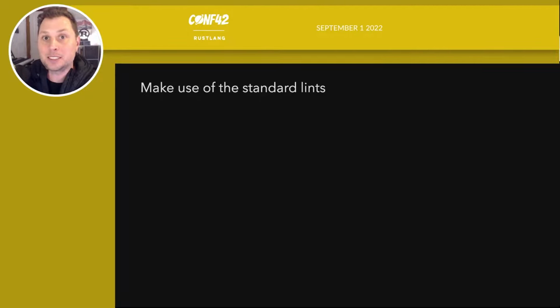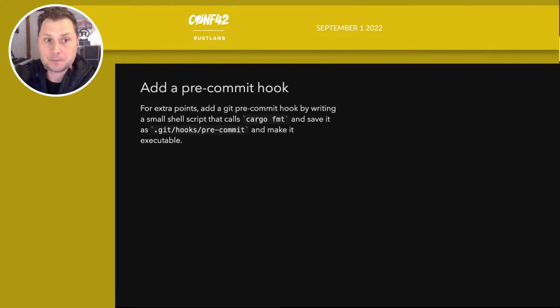There are linters inside the ecosystem. We've talked about Clippy before, and to invoke it, we use cargo clippy. Rust format is available via cargo fmt inside your crate. For extra points, you can make things harder for yourself by adding a pre-commit hook.